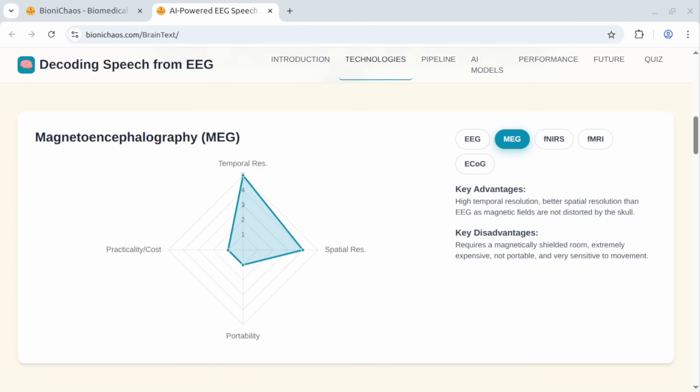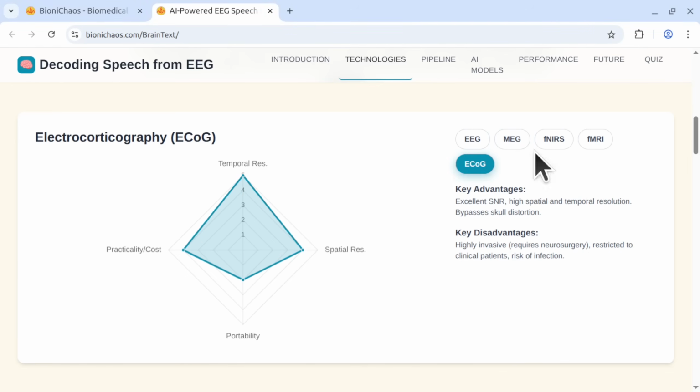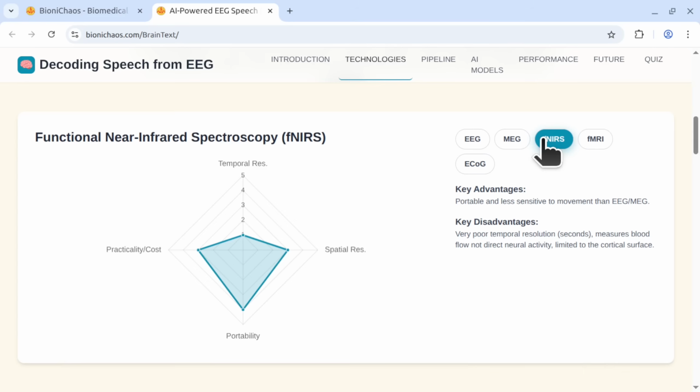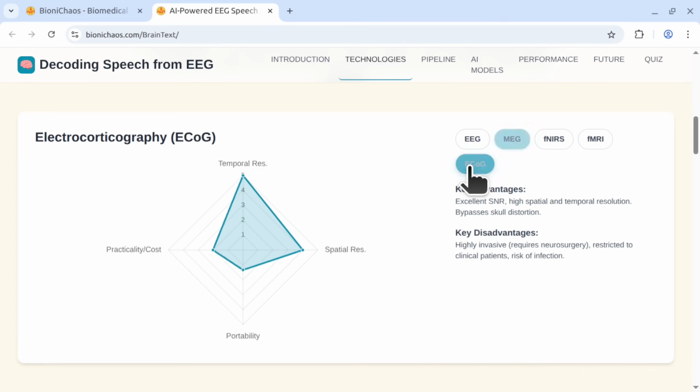Spatial resolution. MEG also has better spatial resolution than EEG, as magnetic fields are not distorted by the skull. The chart shows it with a good spatial resolution, though not as high as ECoG or fMRI. Practicality/cost. MEG is extremely expensive, indicated by the point being close to the center on this axis, meaning high cost. Portability. MEG has low portability, requiring a magnetically shielded room and being very sensitive to movement.